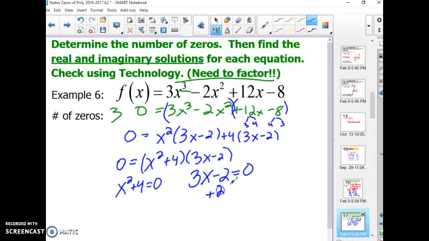First case here, I'm going to add 2 to both sides. So I get 3x is equal to 2, divide both sides by 3. Then I have x is equal to 2 over 3.